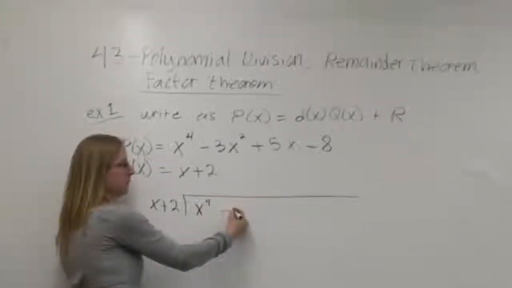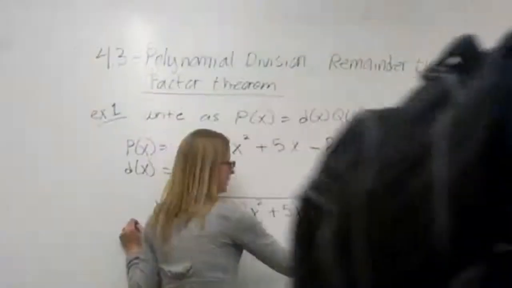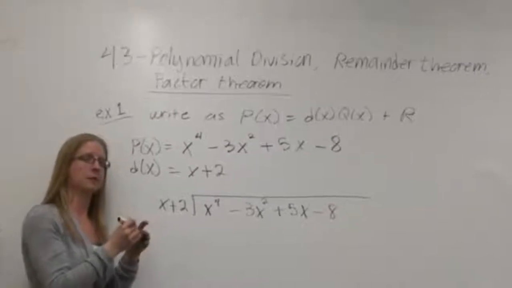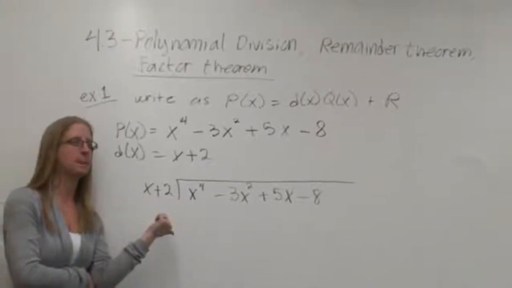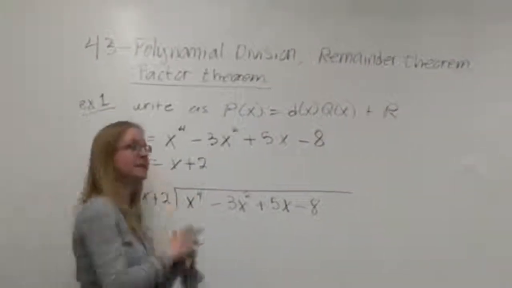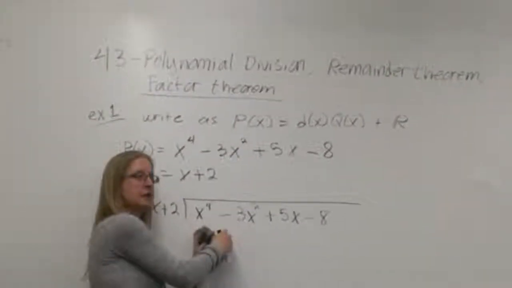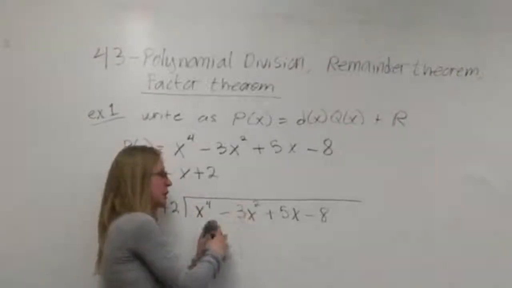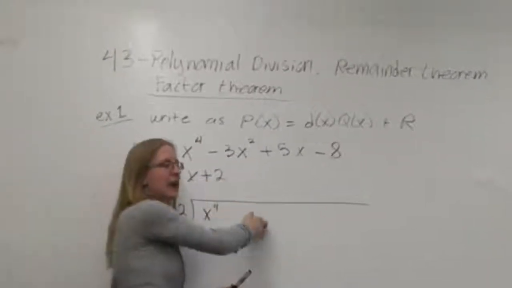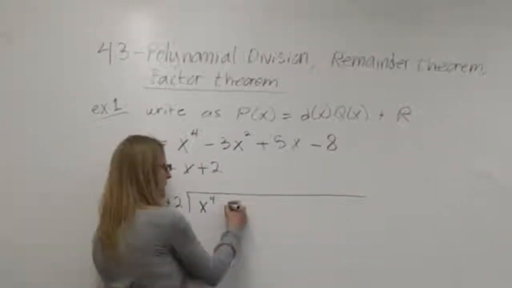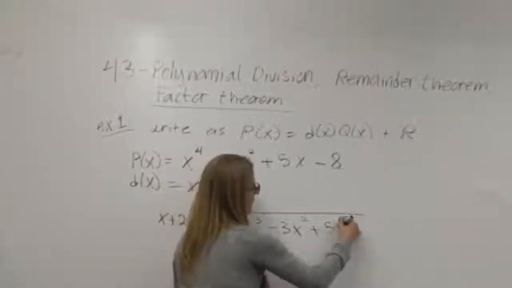Is that right? Now you guys are second guessing, right? It's wrong. We're missing the x cubed. See how this went from x to the fourth to x squared? You have to start with the degree. The degree of this polynomial is 4, right? You have to have enough spaces for all the ones after that. So I need a 0x cubed, and then the minus 3x squared, the plus 5x, and the minus 8.